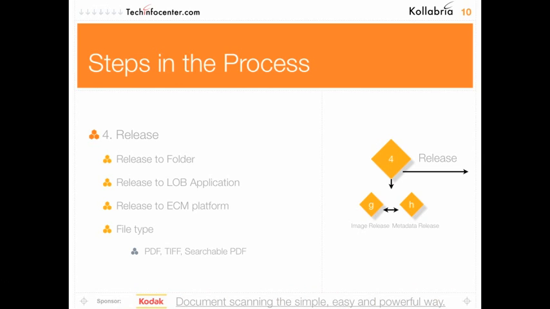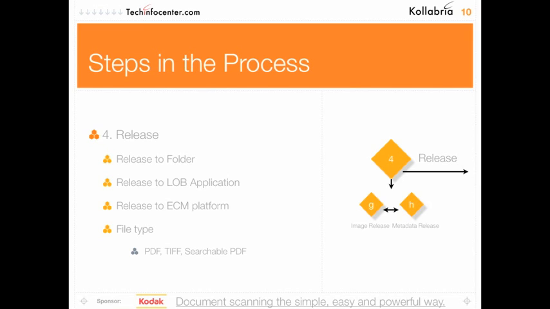Once the indexing task has been completed, the image and the metadata for the document image can now be released to the management platform, or what we call the management application. In some cases, there's also an option to release to a folder. In other words, you put the image and the metadata surrounding the image into a folder, or it can be released into a specific line of business application, or as most common, it will be released to an ECM platform.